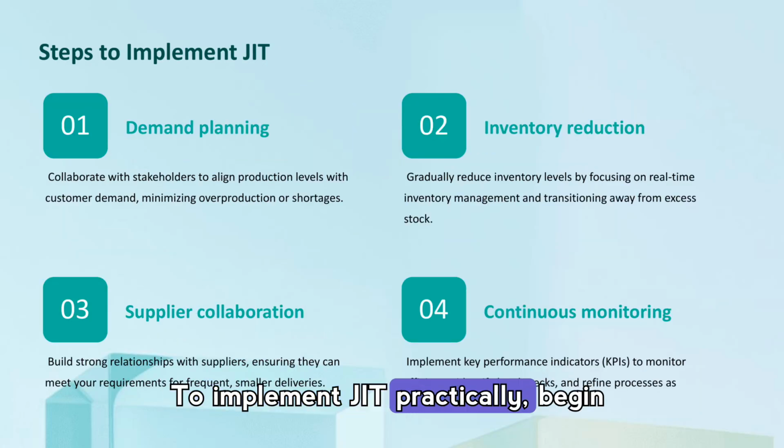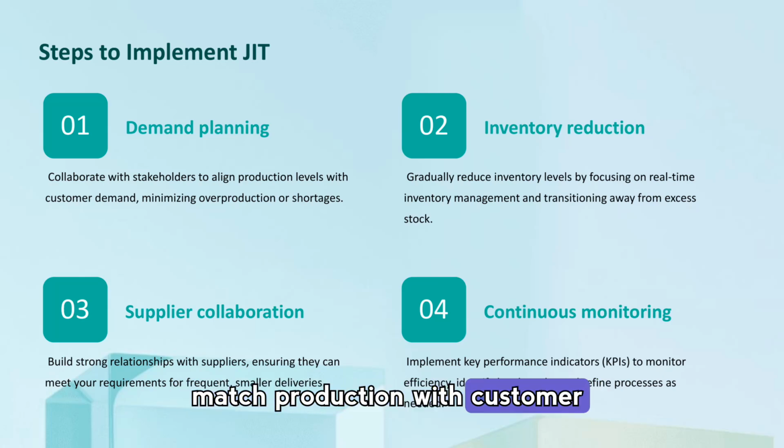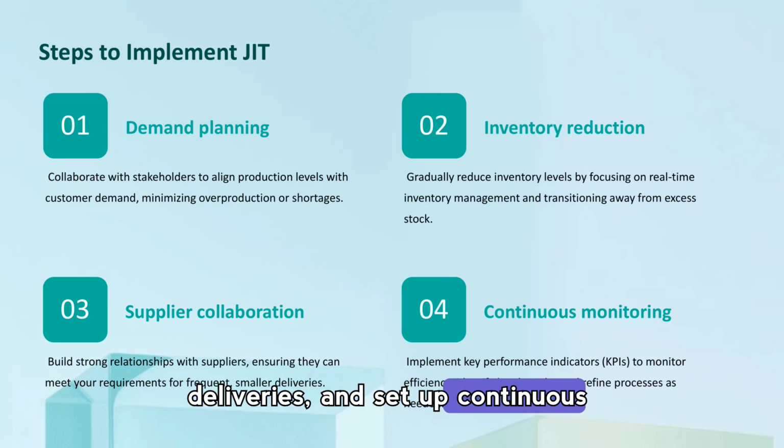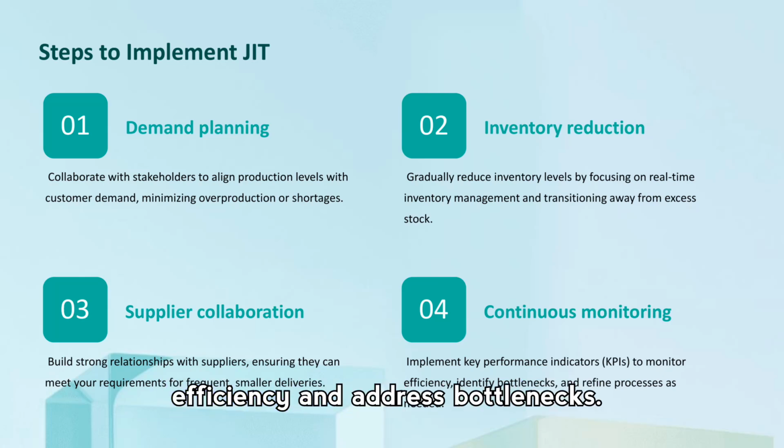To implement JIT practically, begin with accurate demand planning to match production with customer needs, work on reducing inventory gradually, strengthen collaboration with suppliers for frequent smaller deliveries, and set up continuous monitoring through KPIs to refine efficiency and address bottlenecks.